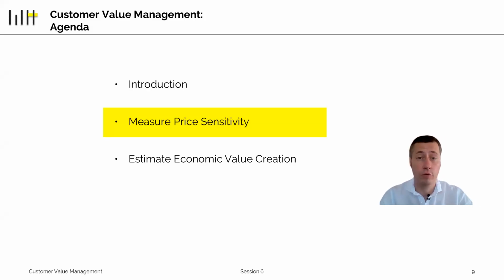Obviously, a very critical question when determining the price of a product is to identify how much customers are willing to pay. And we call this the question of price sensitivity. And in the next section, I want to talk about how price sensitivity can be measured.